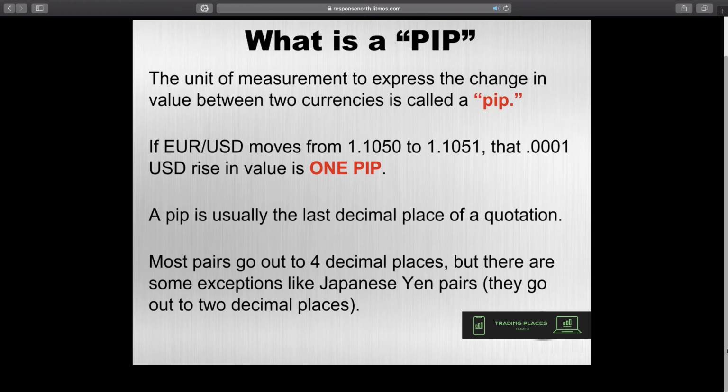So, for example, if the euro dollar moves from 1.1050 to 1.1051, that fourth unit, that fourth place to the right, that change from 0 to 1 is 1 pip. Okay? It is confusing. You're not used to that. The 4 zeros messes with us a bit, but you'll get used to it. The pip is usually the last decimal place of a quotation. Most pairs go out to 4 decimal places, almost all of them, except for the yen. There are some exceptions, like the Japanese yen pairs. They go out only 2 decimal places, which you will find frustrating at times until you get used to that.